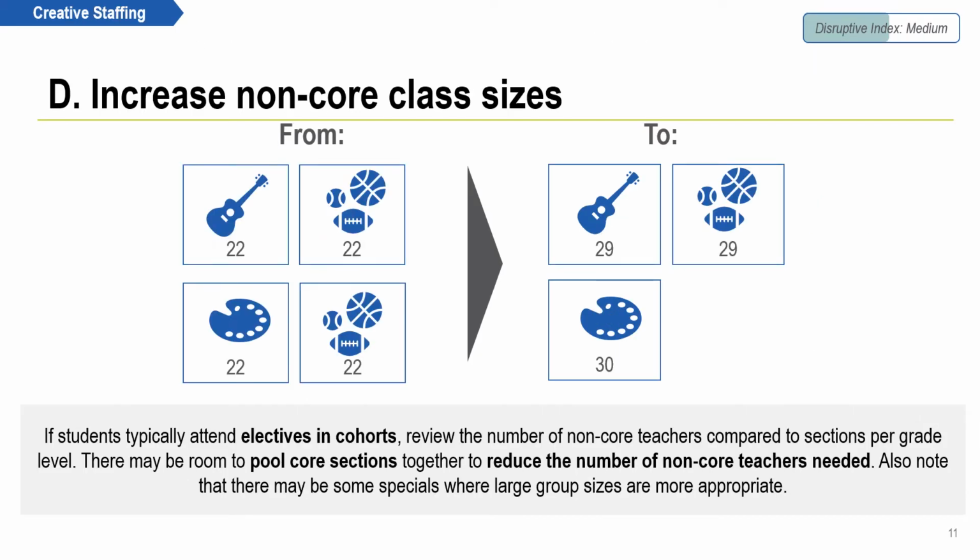Schools may also be able to increase non-core class sizes, moving from 4 sections of 22 in electives to 3 elective sections of 29 to 30 students. If students typically attend electives in cohorts, review the number of non-core teachers compared to sections per grade. There may be room to pool core sections together to reduce the number of non-core teachers needed. Also note there may be some specials where large group sizes are more appropriate, such as PE.